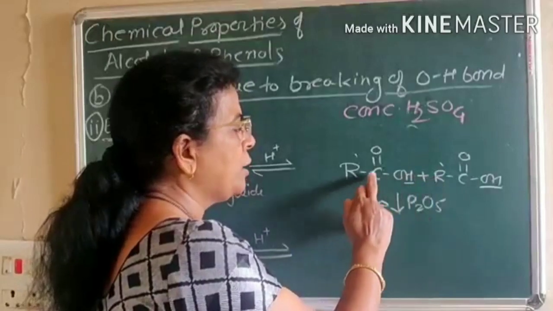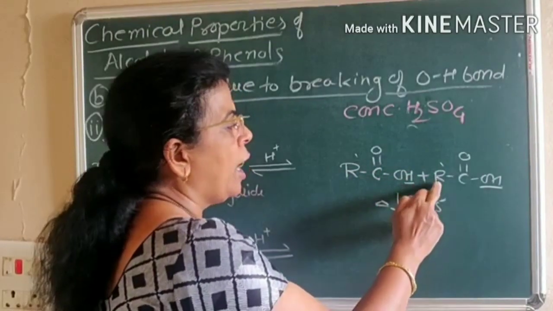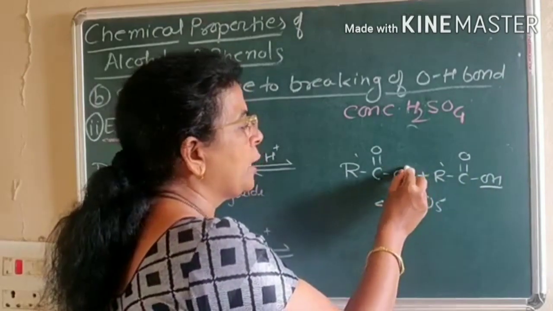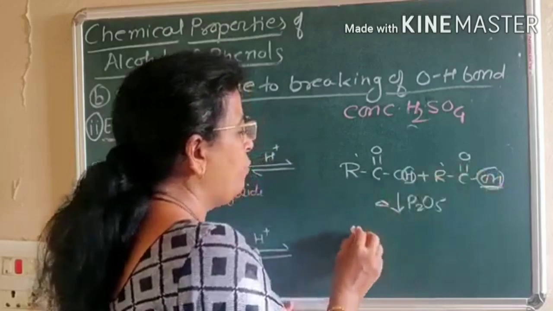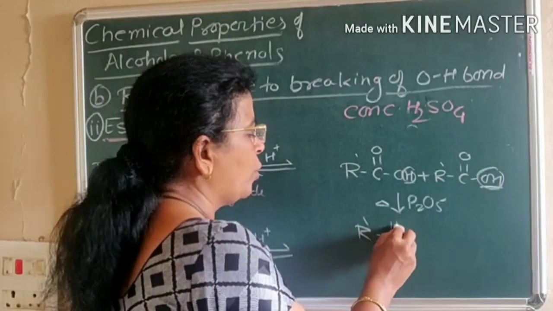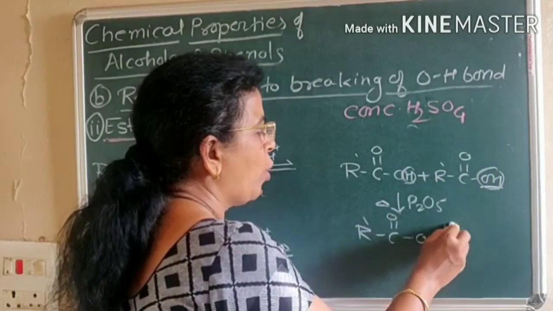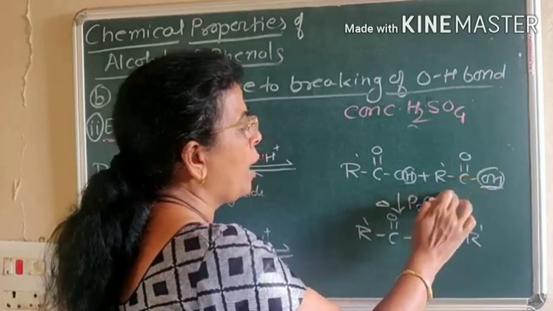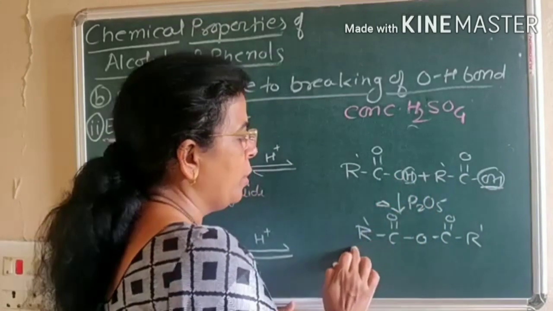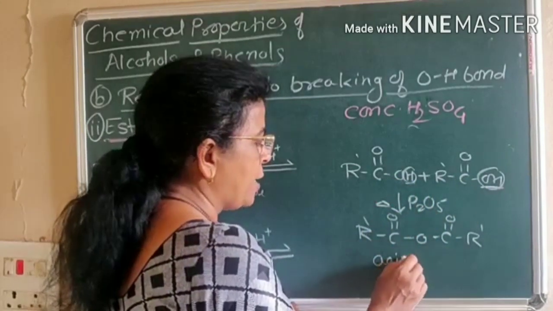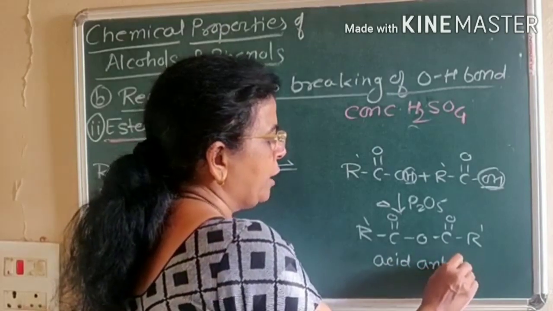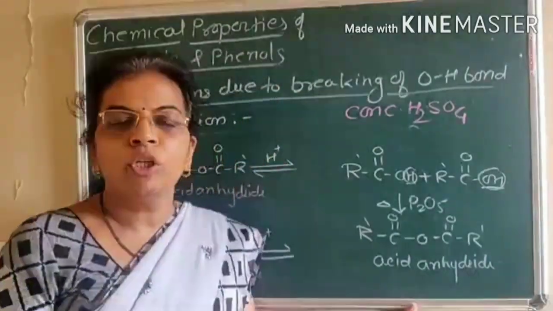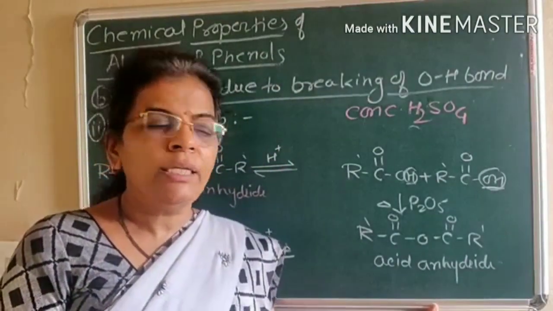Both are similar: R dash C double bond OH, R dash C double bond OH. These are carboxylic acids, and from these two carboxylic acids an H2O molecule is removed. And we get R dash C double bond O C double bond O R dash. That is, H2O is removed and this COR group gets attached to this oxygen atom to form this acid anhydride.